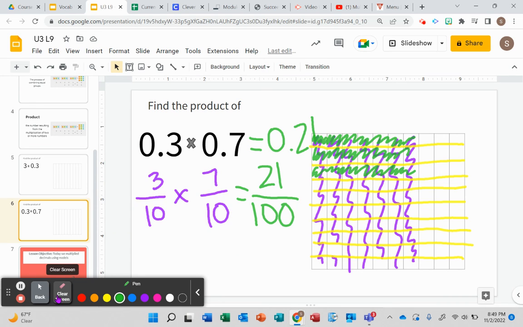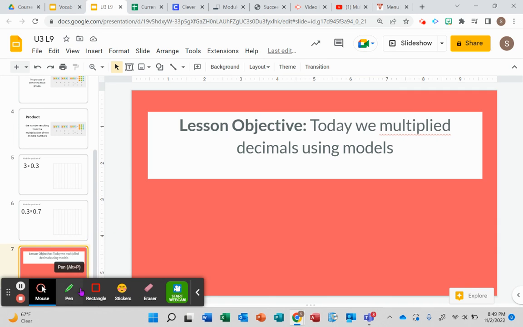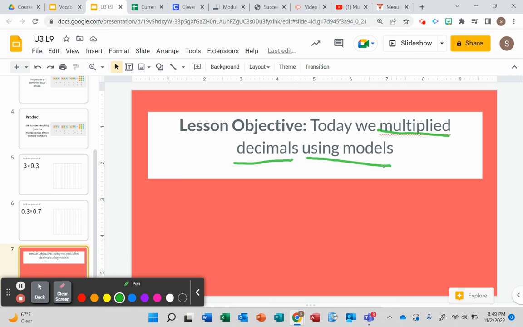Okay, all right, fantastic. Let's go over our lesson objective. Our lesson objective for today was that we multiplied decimals using models.